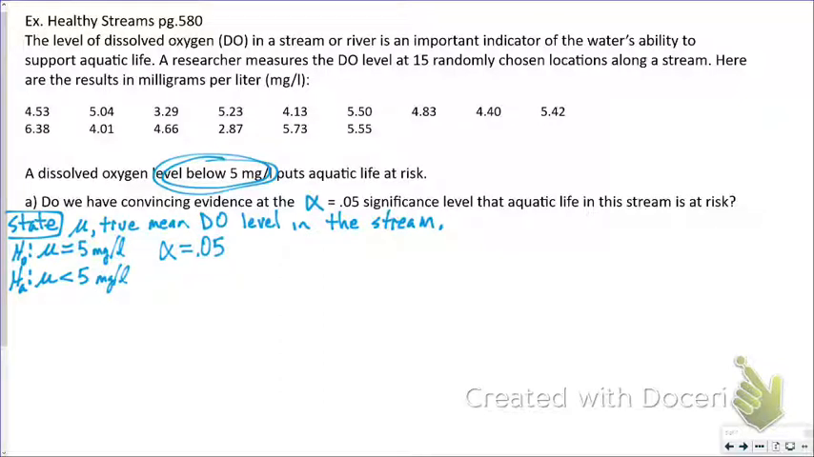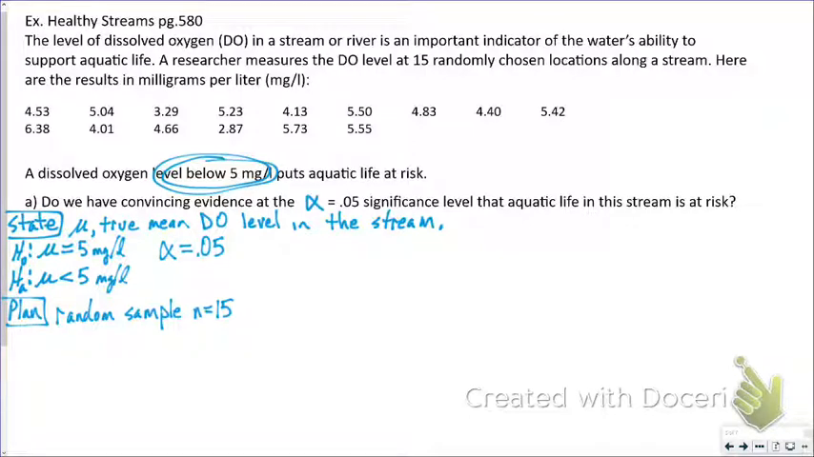Then we move on to the plan step. It looks like they took a sample of 15 random spots in the stream. So random sample. N was 15, so that has me nervous because it's smaller than 30. I skimmed through, and I don't see the word normal typed anywhere. So at first I'm at a loss. It doesn't tell us it's normal.